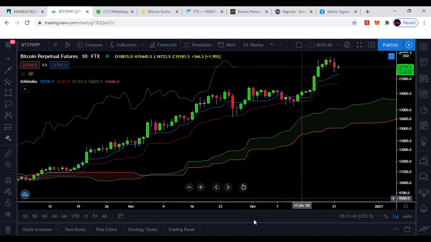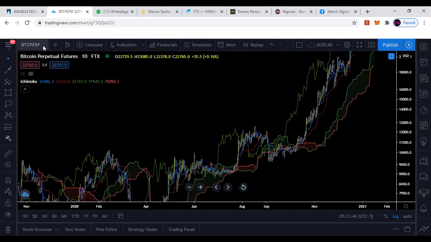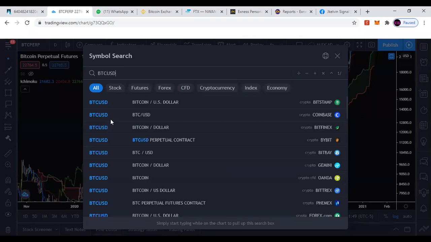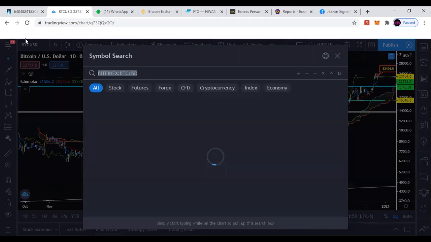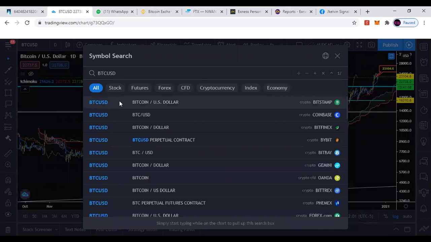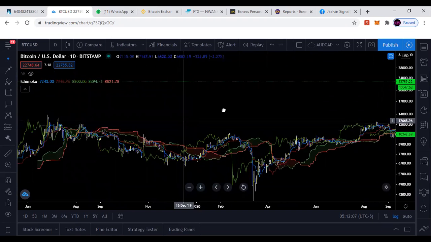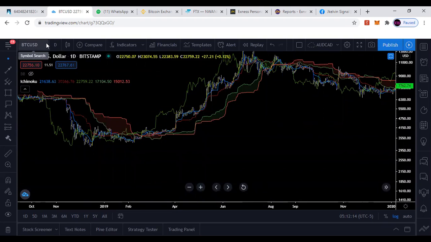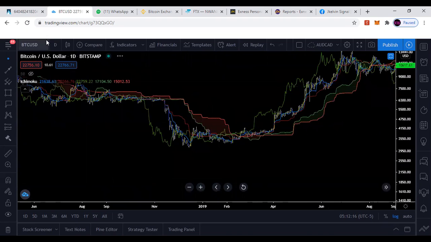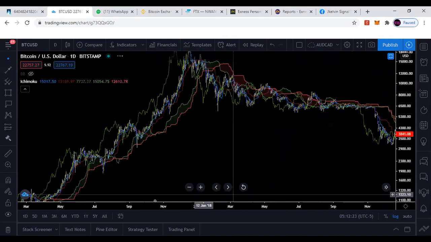First of all, I'm going to take it back to when we had the bullish run. Okay, let me use BTC. I want to use the chart that has previous data. Let me use the one that did not draw any trend line. Let's use Bitstamp. So let's take it back to 2019, when we had that bullish move to the upside. Okay, this is it here.